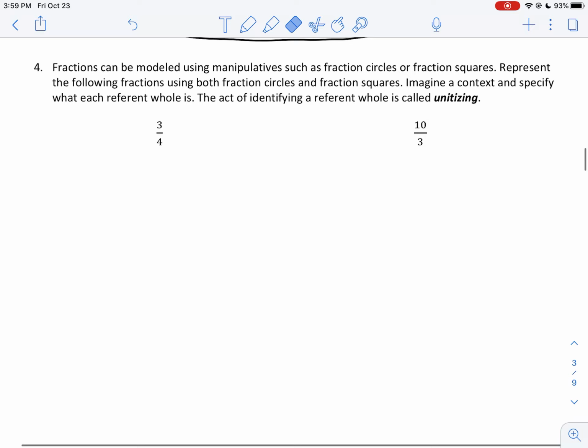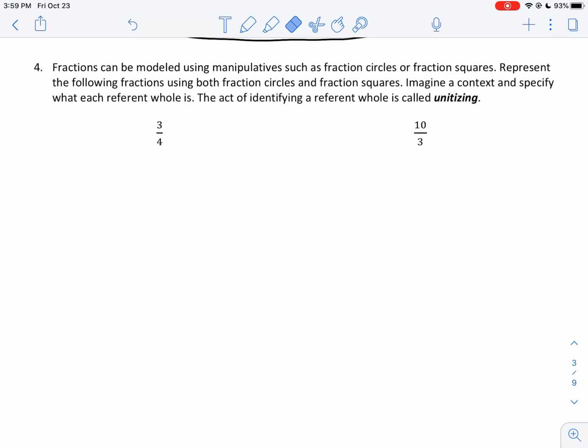Fractions can be modeled using manipulatives such as fraction circles or fraction squares. Represent the following fractions using both fraction circles and fraction squares. Imagine a context and specify what each referent whole is.